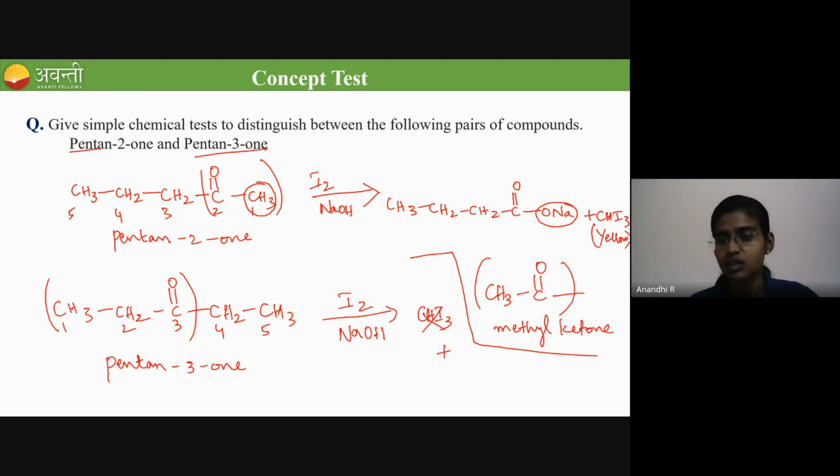Is this clear now? JNB Vishakhapatnam, is this clear now? Students, is this clear? Okay.